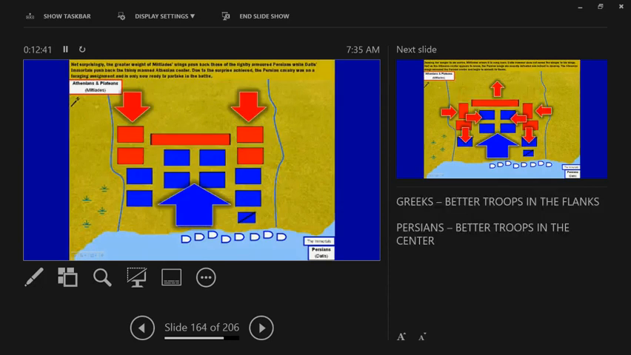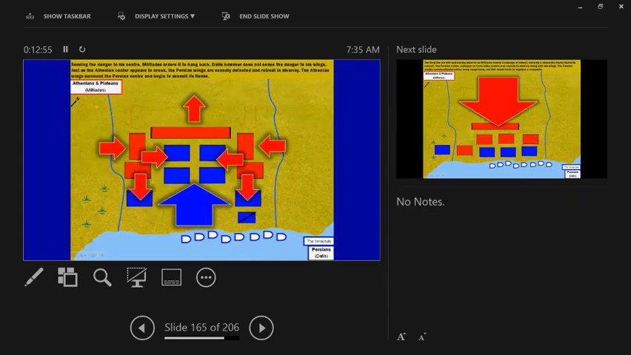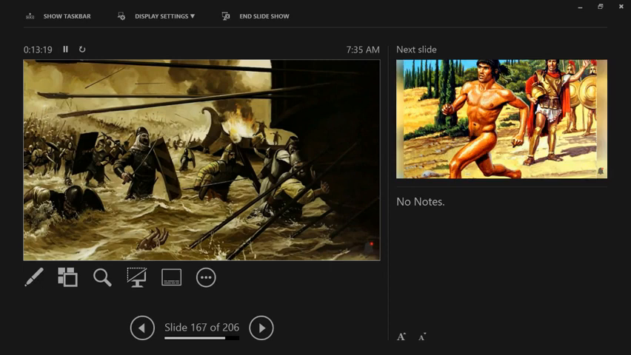Because the Greeks are thinner in the middle, the Persians push back the Greeks in the middle. But the Greeks, because their best troops are on the outsides, push the Persians back on the outsides. And so the Greeks right here retreat, causing the Persians to pursue them, and then they are completely surrounded by the best troops. The best troops attack from the sides, and they slaughter many Persians. And the Persians turn around and run back to their ships.